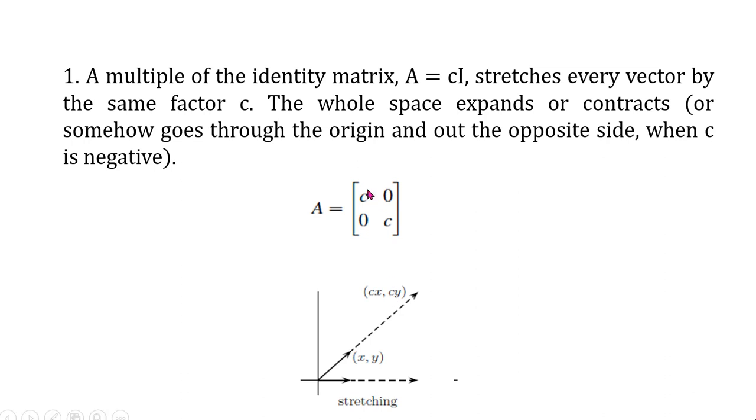And also if a negative value of C is considered, it can even take the opposite direction. So this is the first property of a linear transformation. Consider any matrix A. It can be stretched, compressed, and its direction can be changed to the opposite direction by multiplying an identity matrix with a constant C.